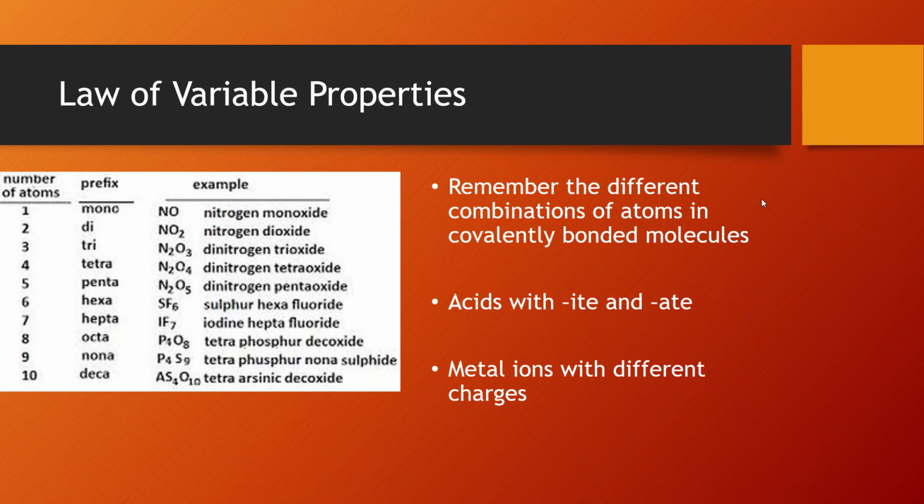Some examples here would be your different covalently bonded molecules. So look at NO and NO2 and N2O3 and N2O4 and N2O5. These are different proportions, and those are going to have different chemical properties between them. Also, when you think about acids, and you have the -ic and -ous acids, or the different -ite and -ate compounds and molecular compounds. Or, of course, as you saw with copper, the transition metals that have different charges, like iron(II) and iron(III), both of which can form an oxide.